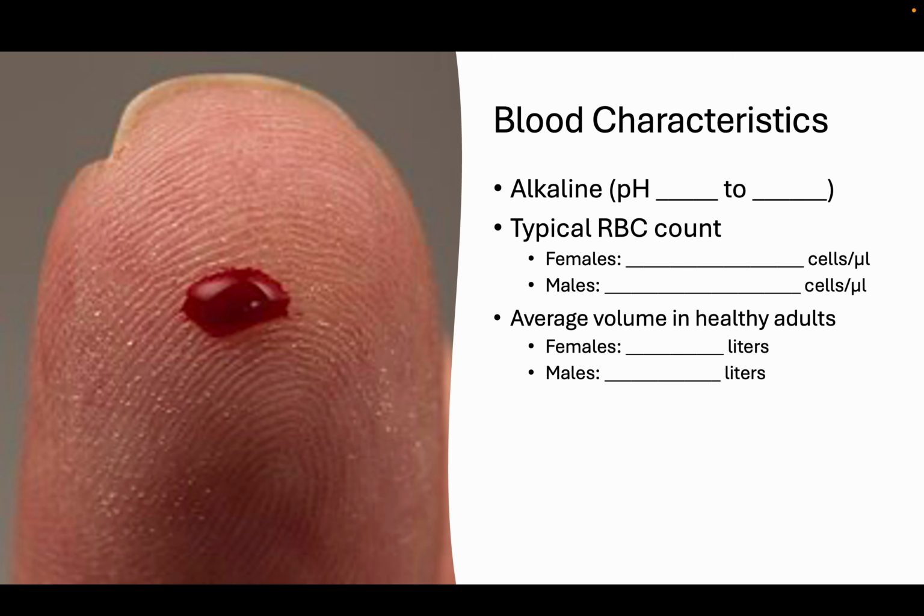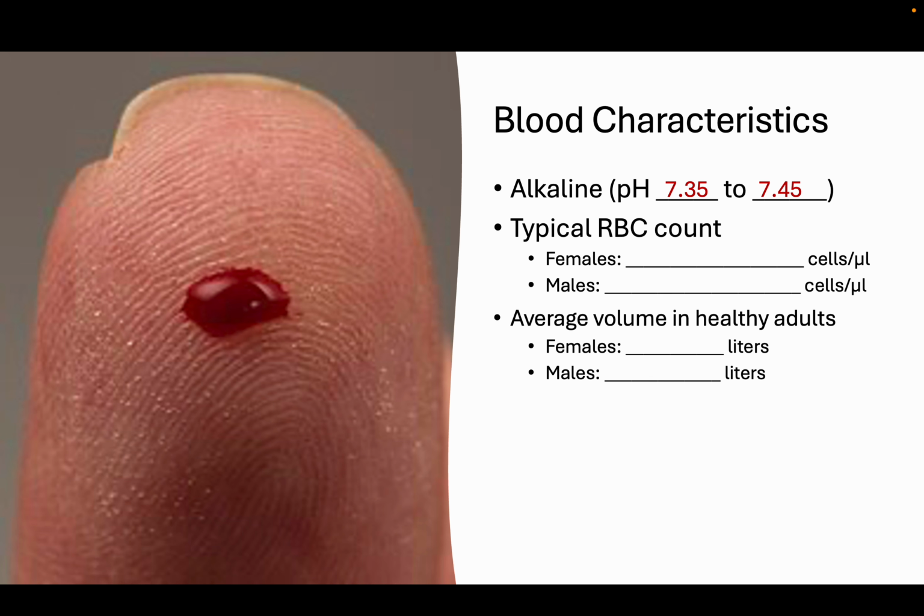So first of all, blood characteristics. It tends to be a little bit alkaline in pH, meaning it's slightly above neutral. So pH is between 7.35 and 7.45. So this is going to be just slightly above neutral of 7.